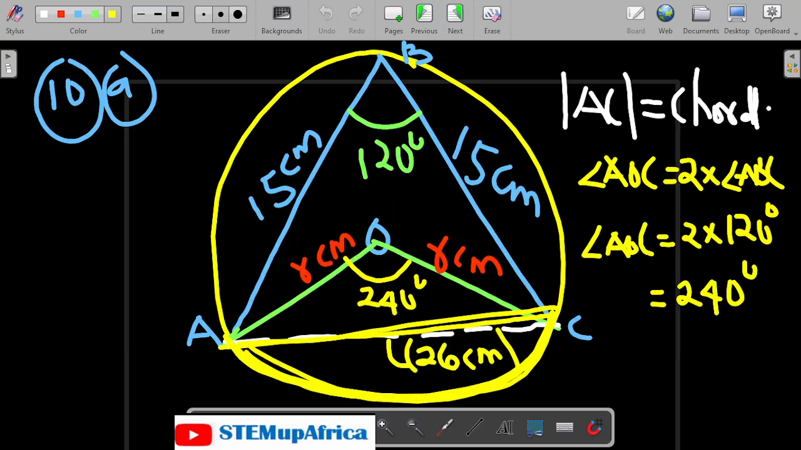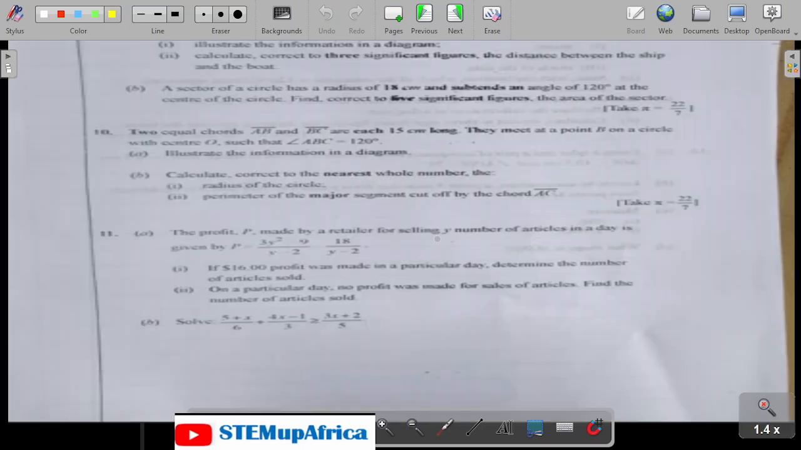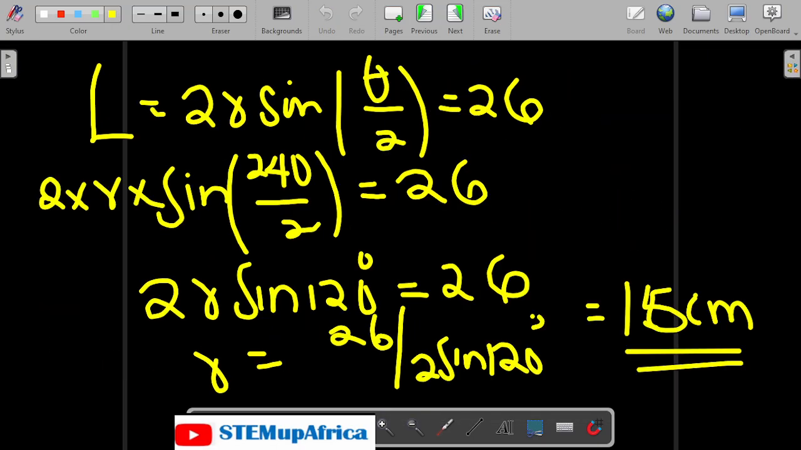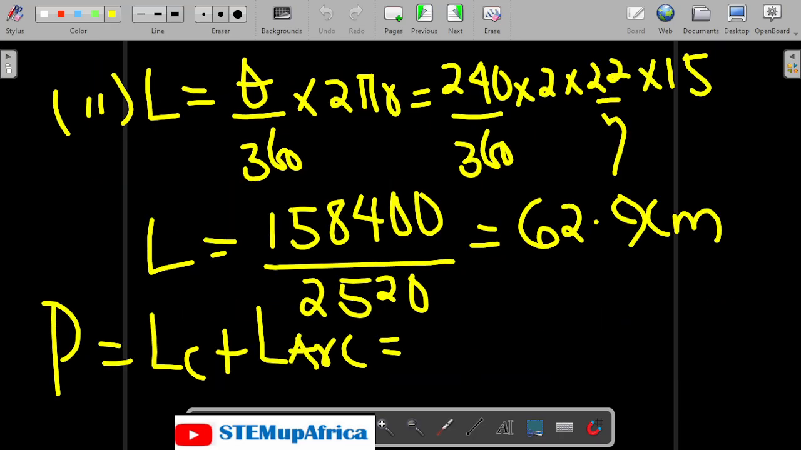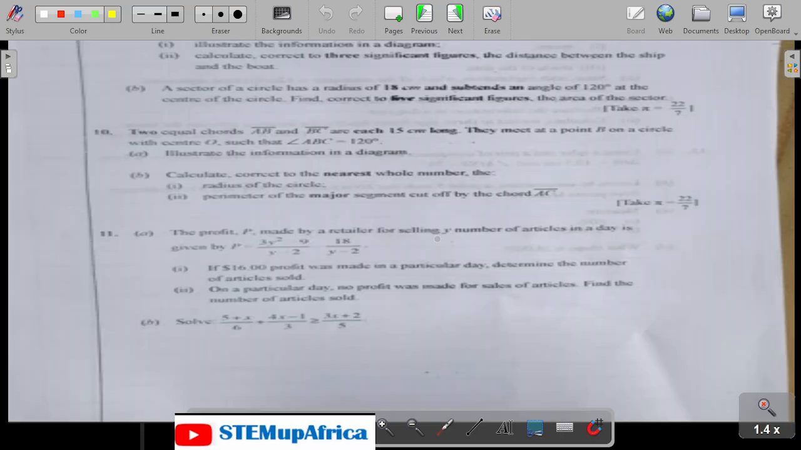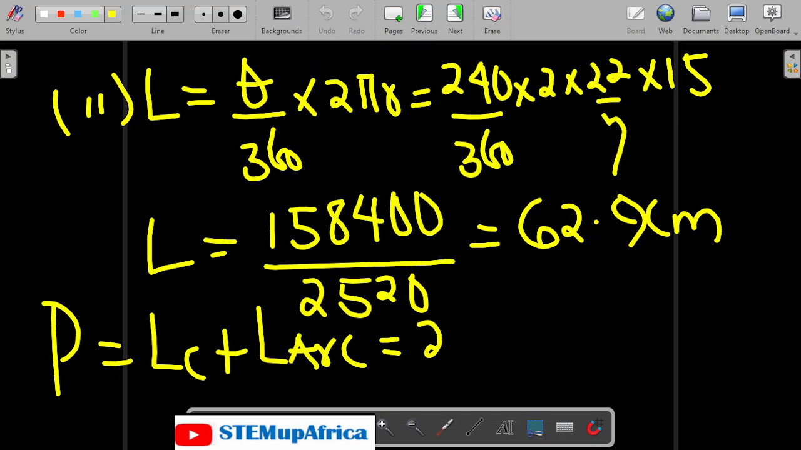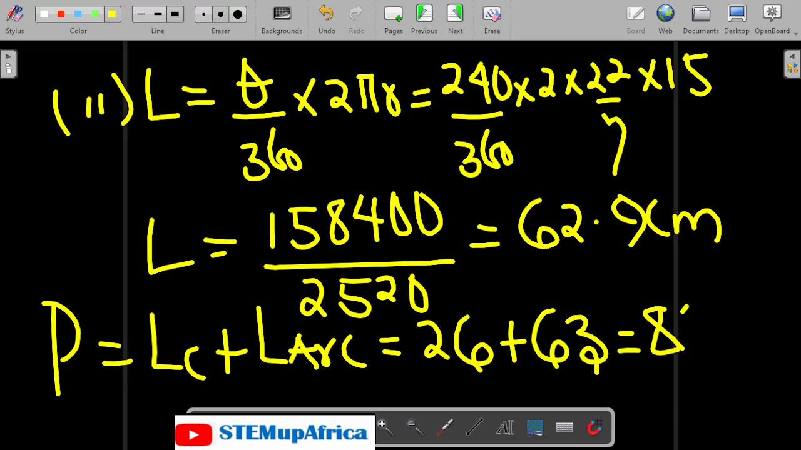So the perimeter now will be length of chord plus length of arc. What is the length of the chord we got? Length of chord we got was 26. So I'm having 26 plus approximately 63. 63 plus 26 will give us 89 cm. So this is the value of the perimeter cut off by the chord.